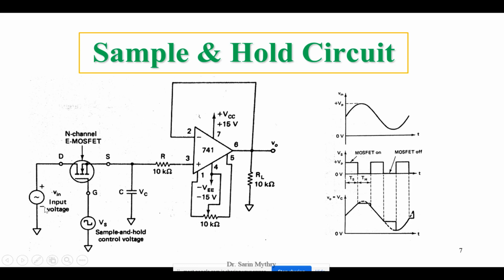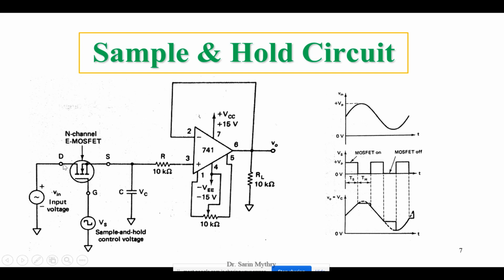Why? Because you are applying the input signal to the drain of this MOSFET. Your analog input signal, which is to be sampled, is applied at the drain of the MOSFET, and the sample and hold voltage is applied to the gate. Whenever the sample and hold voltage is greater than the threshold voltage of this MOSFET, the MOSFET is turned on. So the data to be sampled is at the drain terminal of the E MOSFET.